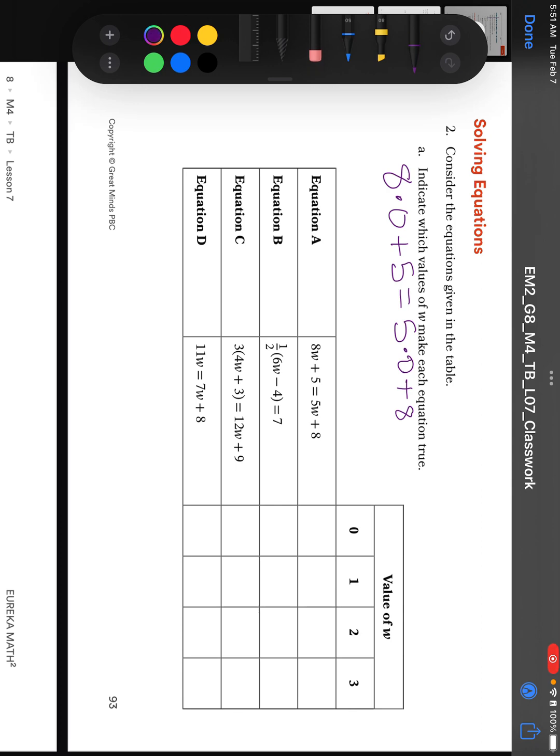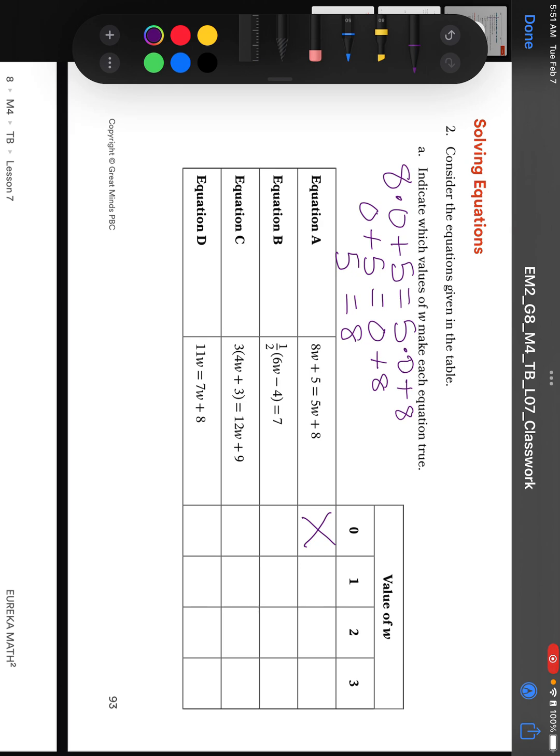So then I'm just going to evaluate each side, the left side and the right side. So 8 times 0 is 0. That leaves me with 0 plus 5 on the left. 5 times 0 is 0. That leaves me with 0 plus 8 on the right. And now I'm evaluating further. 0 plus 5 is 5. 0 plus 8 is 8. Well, 5 does, of course, not equal 8, so 0 will not make this equation true.